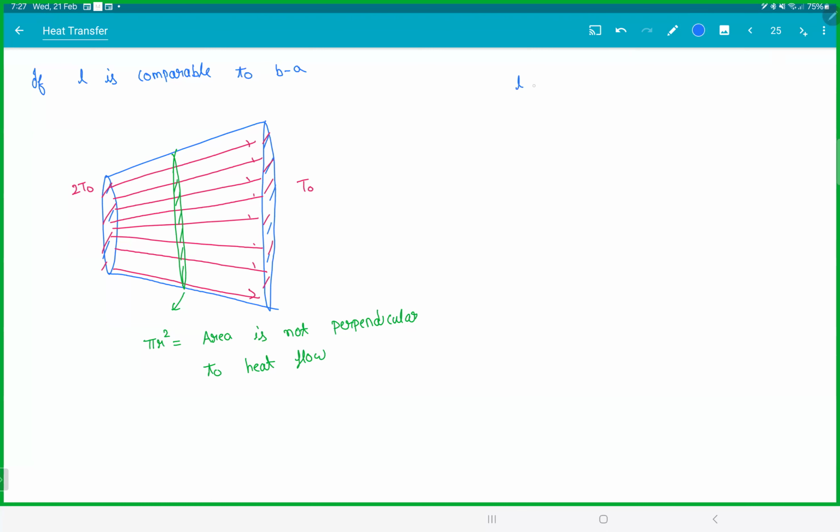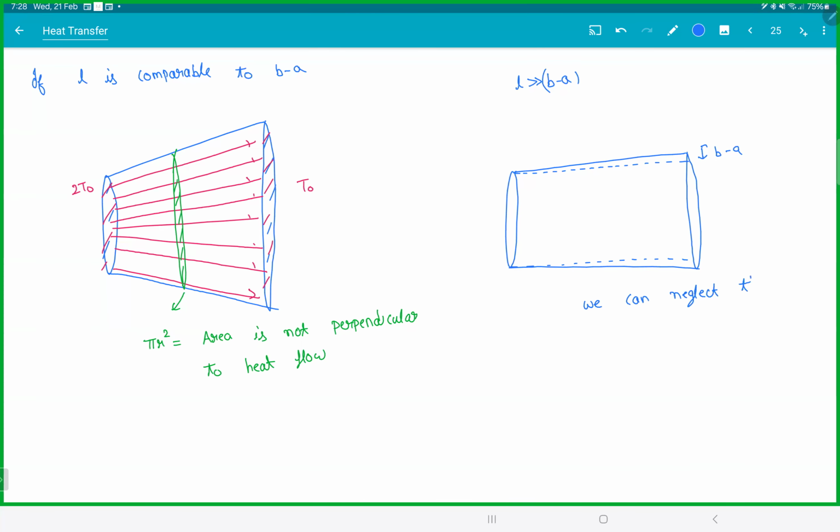So what we do in the assumption is L is much, much greater than B minus A. So what you're doing is, this is so thin, it is almost negligible, this difference B minus A. Clear? Actually, here also it is not acceptable, but it's so small we can neglect that error and we can say that it is perpendicular. Is this clear, everyone?